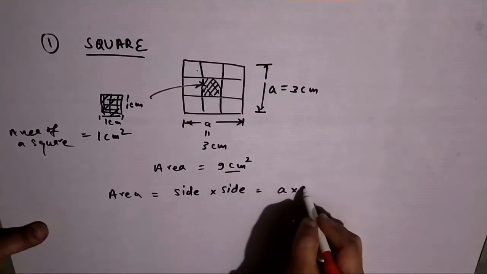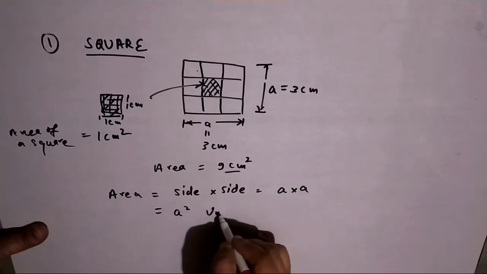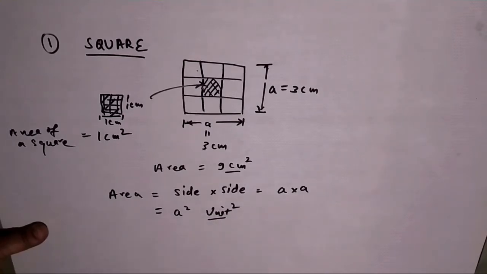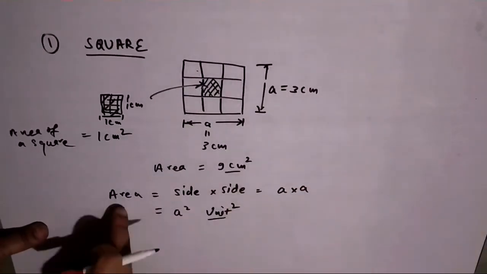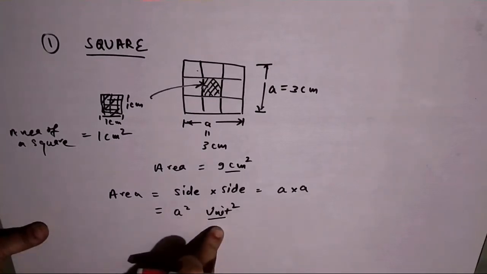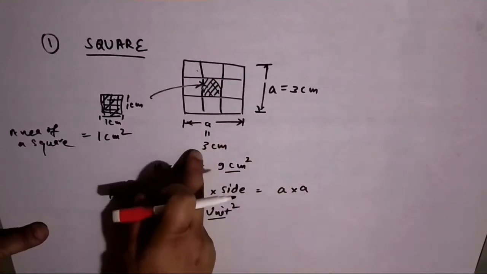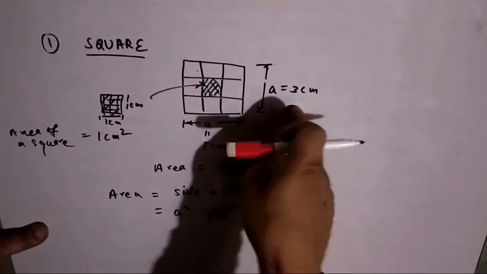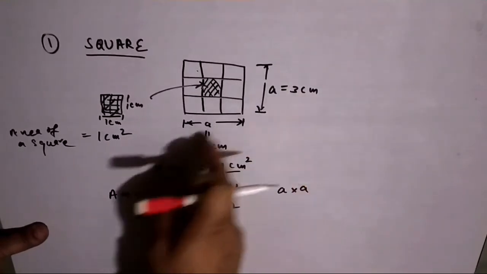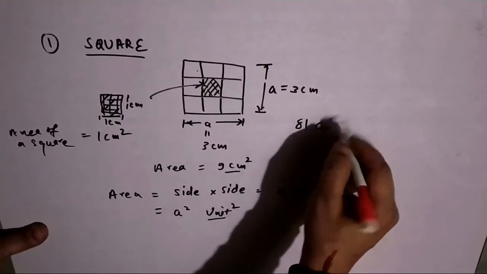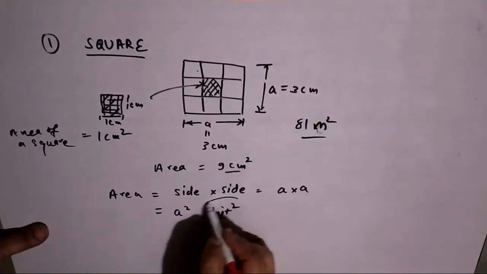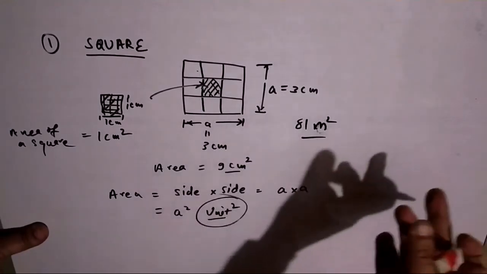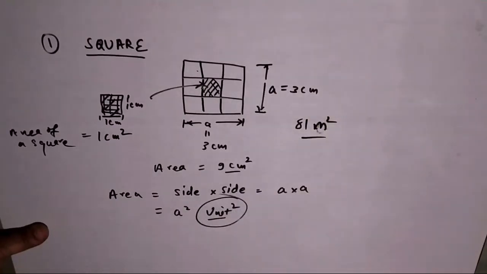So side here is A into A, which can be written as A square, and units square, where the unit is basically the unit in which the length of the side is measured. Suppose this length is in centimeter, then the unit would be centimeter square. If this is in meter, then the area of a square would be measured in meter square. Like in this case, if it is 3 centimeter, that would be 9 centimeter square, and if it were, suppose, 9 meter, both sides 9 meter, that would be 81 meter square. So unit square means the unit will be in terms of that length in which the side of the square is measured. If it is in centimeter, that would be centimeter square. If it is in meter, that would be meter square.